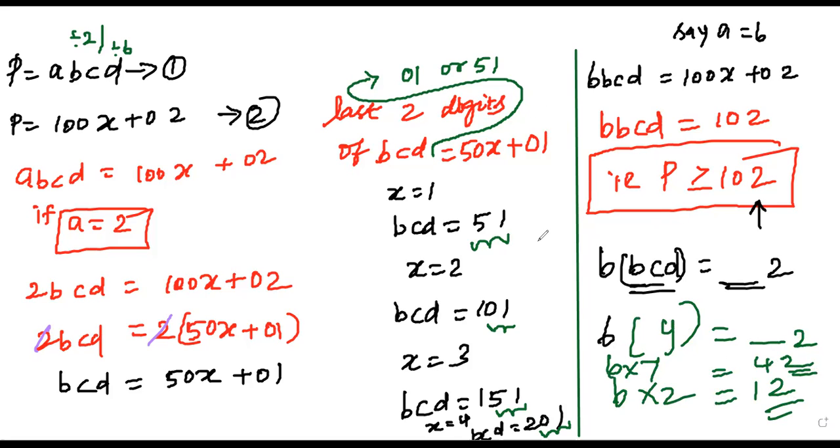Because I'm worrying only about the unit digit, right? So the unit digit of the BCD should be 2 or 7. Okay. The unit digit of the BCD should be 2 or 7.